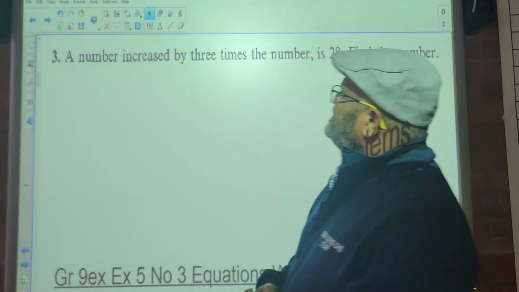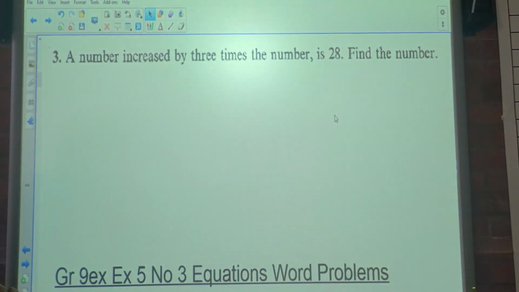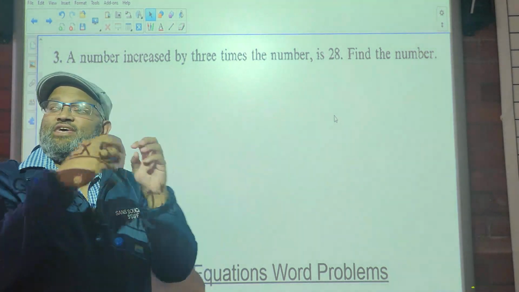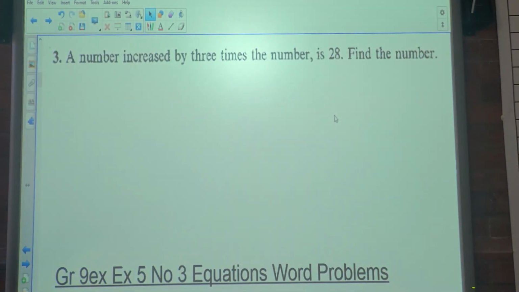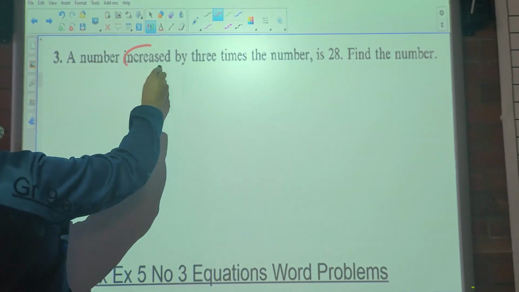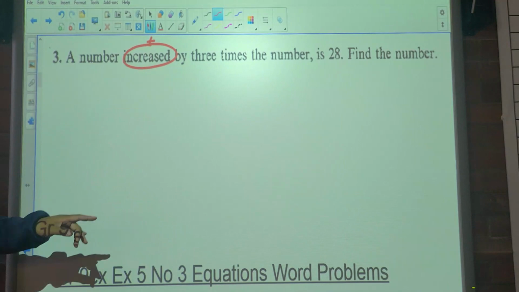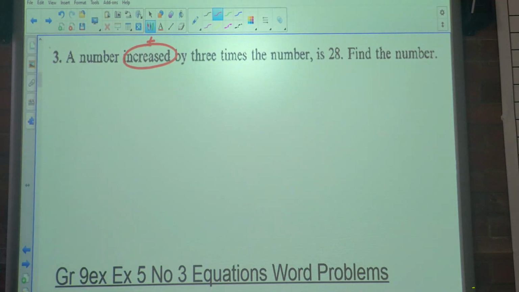Number 3. Here we are told that a number increased by 3 times a number is 28. A number increased by 3 times the number, which means the number initially spoken about, is 28. So what does increase mean? To add. 3 times the number is 3 times whatever I choose, is equal to 28.